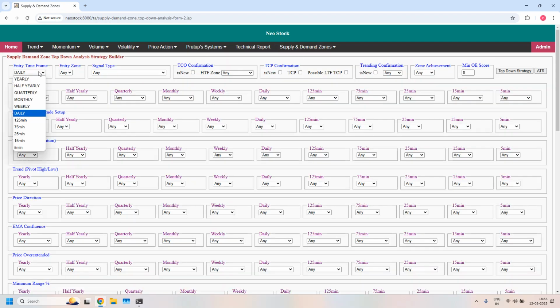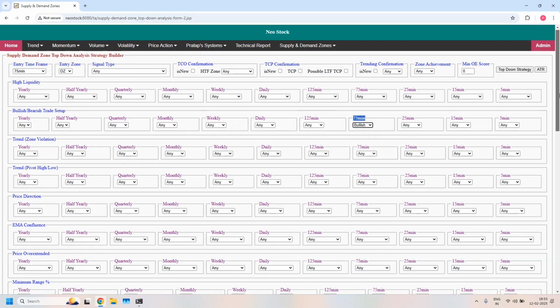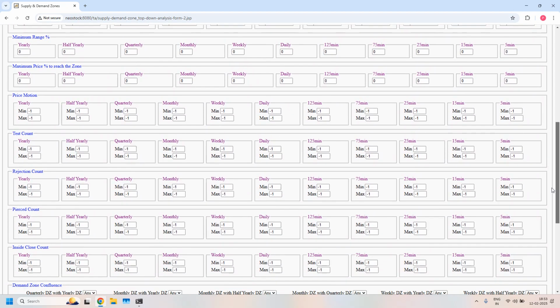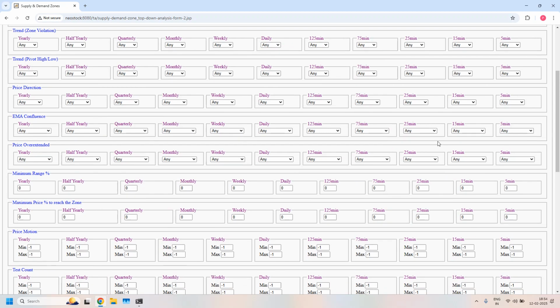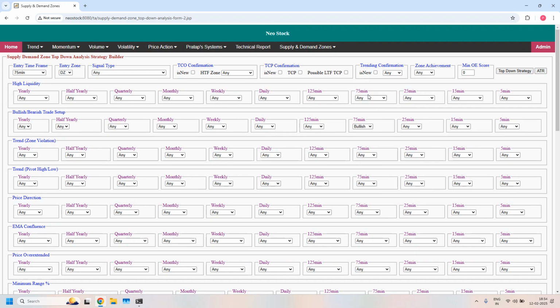Entry time frame is 75 minutes. Entry zone, demand zone. In bullish or bearish trade setup at 75 minutes time frame, selecting bullish, and 75 minutes demand zone should not be pierced. So in the pierced count at 75 minutes time frame, I am setting minimum value 0 and maximum value 0. That means zone is not pierced.